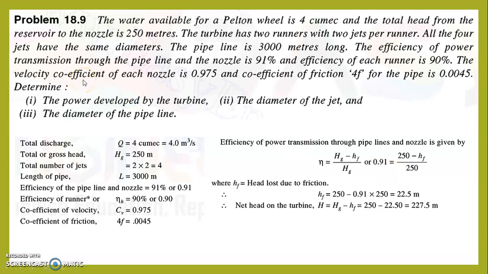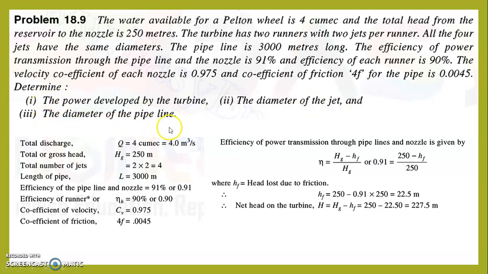And next thing, the efficiency of each runner is 90%. Runner efficiency means hydraulic efficiency is 90%. Velocity coefficient of each nozzle, CV, is equal to 0.975. Coefficient of friction 4F, for calculating the head loss due to friction, is equal to 0.0045. Determine the power developed by the runner, diameter of jet small d, and diameter of the pipeline.